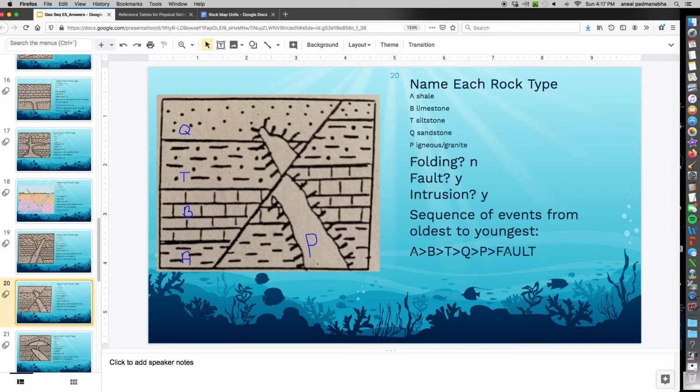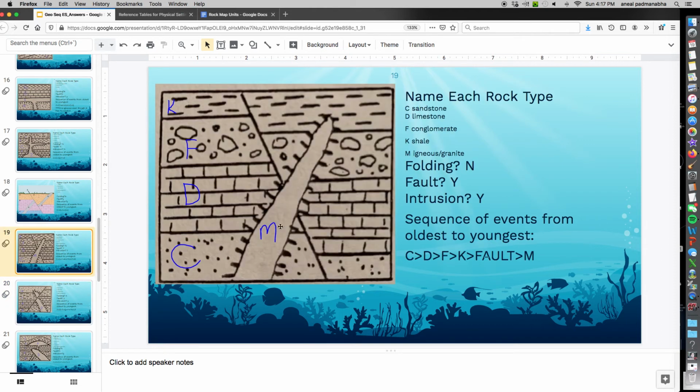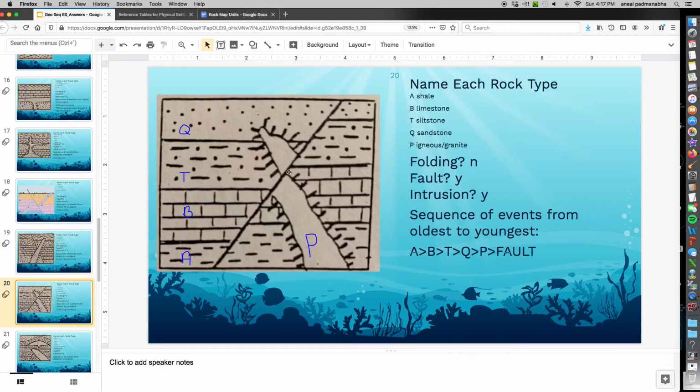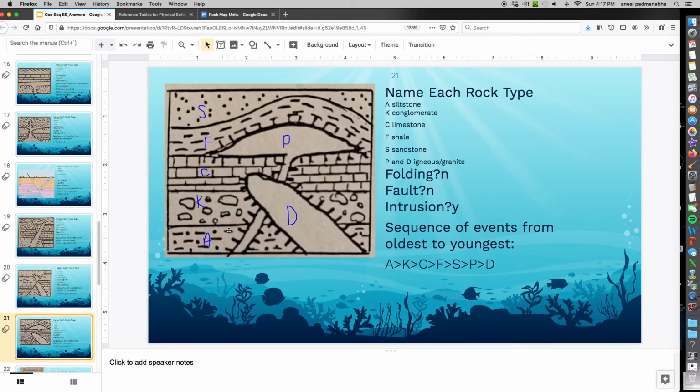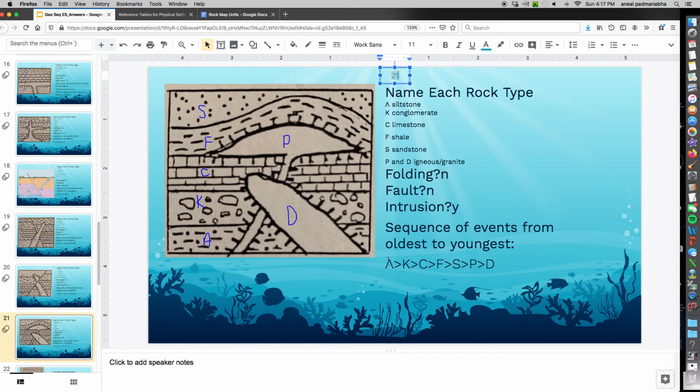Next one, A, B, T, Q. Again, I just randomly assigned letters here. Then P, then the fault. So we know the fault is the last thing to come through here because it cuts through, cross-cutting relationships, this igneous intrusion, which actually baked all the rocks. So that's what's happening in this particular picture right here. This block right here, slide 21.